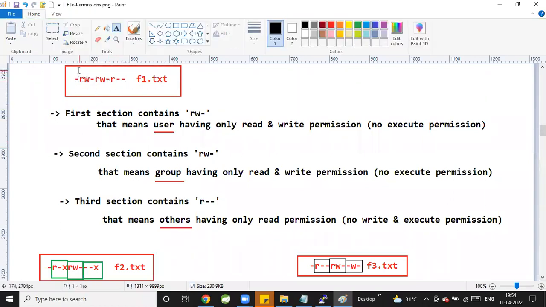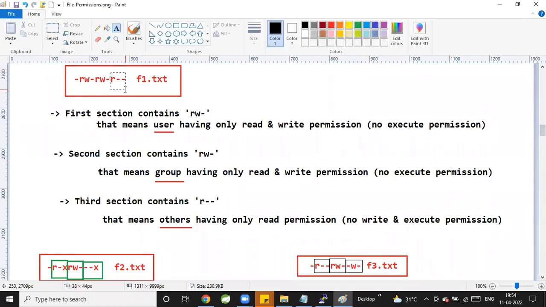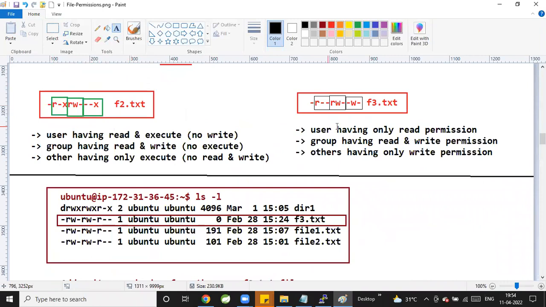Here, user having only read write, no execute. Group having read write, no execute. Others are having only read, no write and execute. Okay. Similarly, I have given the second file and third file.